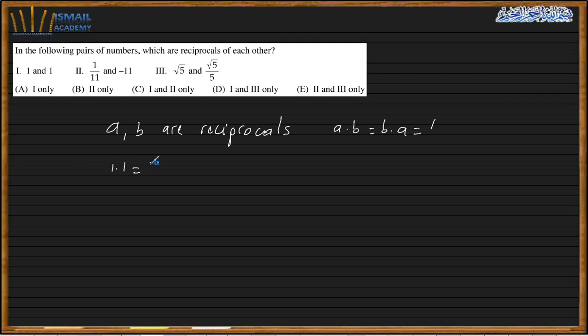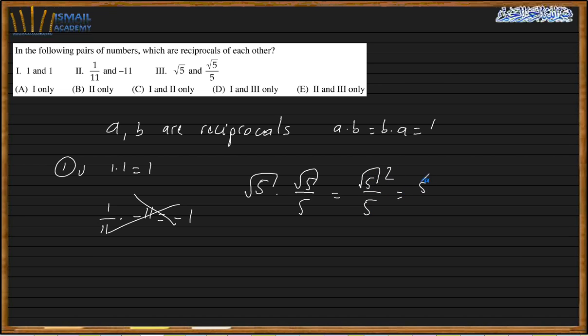So what I need to do is multiply those two together. 1 times 1 is 1, so the first one is true. 1 over 11 times minus 11 is minus 1, so this is false. Square root of 5 times square root of 5 over 5, which is square root of 5 squared over 5, which is 5 over 5, is 1. That means the third one is true. So 1 and 3 are true, then D is my answer.